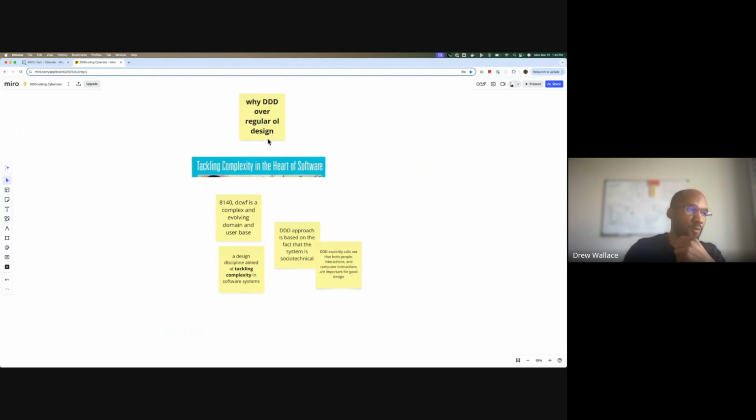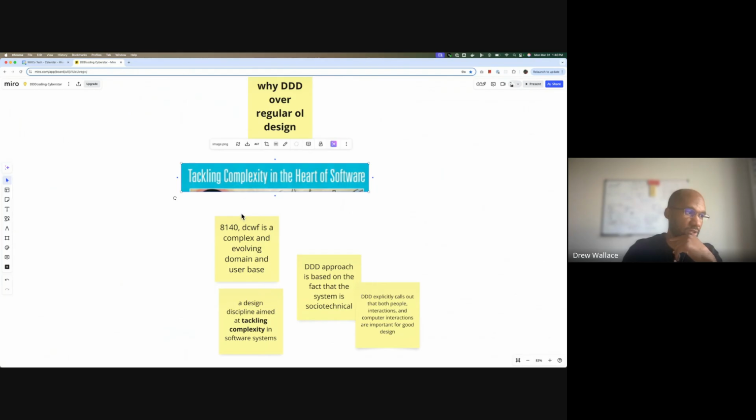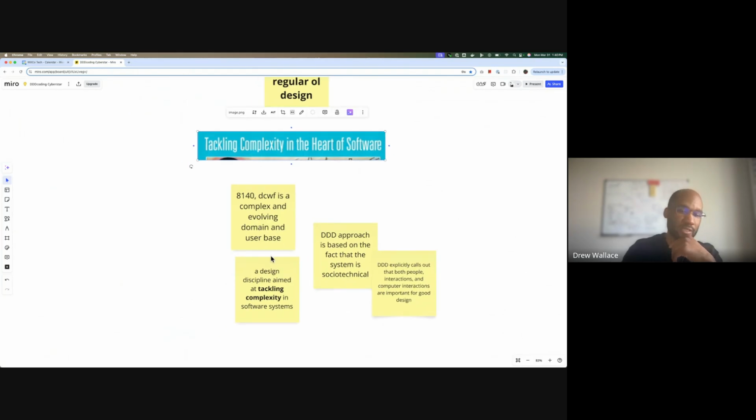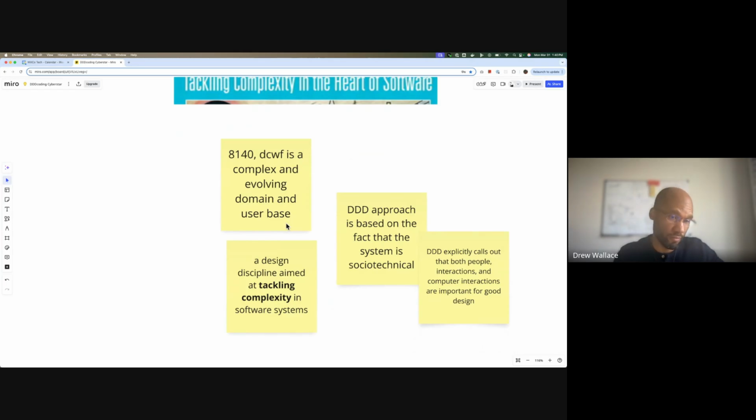So why DDD over regular old just design? Why not just everyone have their own conception of design and agree on that? And the answer is because DDD again aims to tackle complexity in a domain and in a system. And 8140, DCWF, etc., our domain, right? Our subject matter is complex, and not only is it complex, but it's evolving, right? Olivia, back me up if I'm lying, right? If I'm lying, correct me.